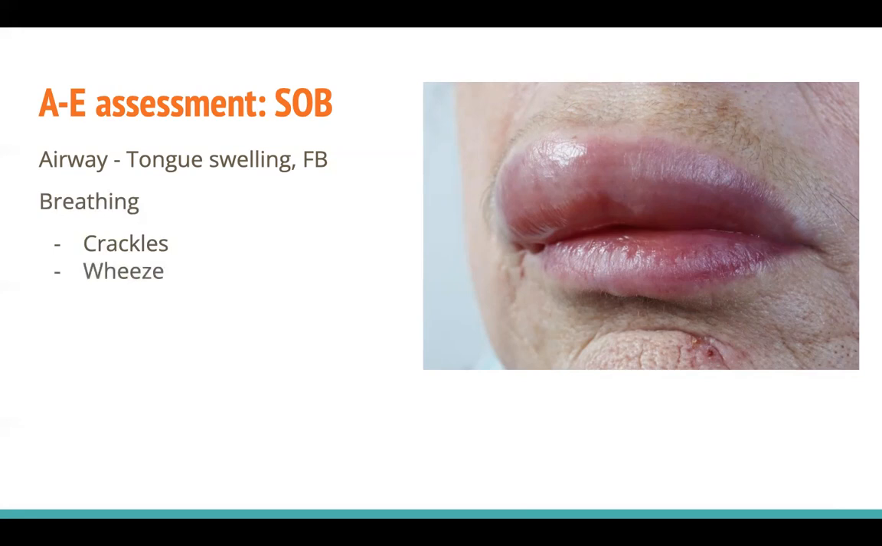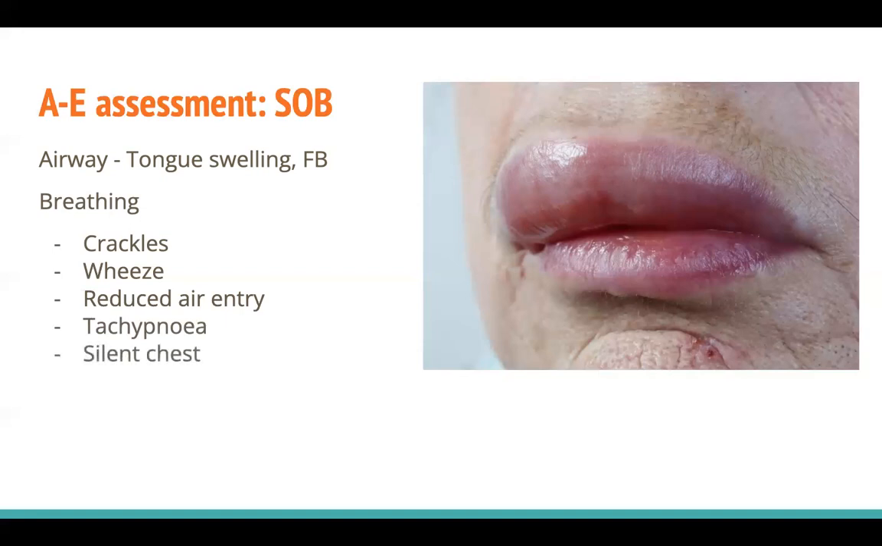Next, we have wheeze. Patient can have a wheeze for many reasons. Again, a cardiac wheeze might be present with heart failure, or a patient might have a wheeze because they have underlying asthma or COPD. You might notice that the patient has unilateral reduced air entry. Again, this is something that might be present if a patient has a pleural effusion or a pneumothorax. Tachypnea may be present.